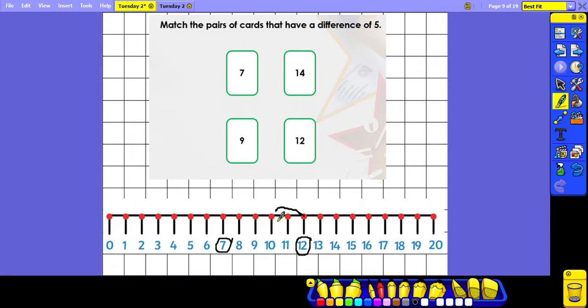I'm going to jump to 10, so that's 2, 3, 4, 5. So the difference between 7 and 12 is 5. So those 2 match together.